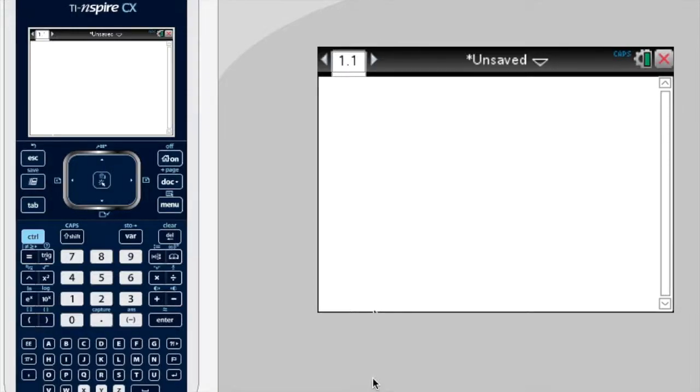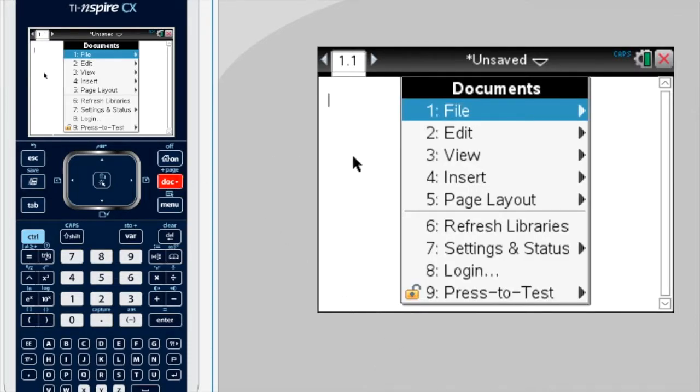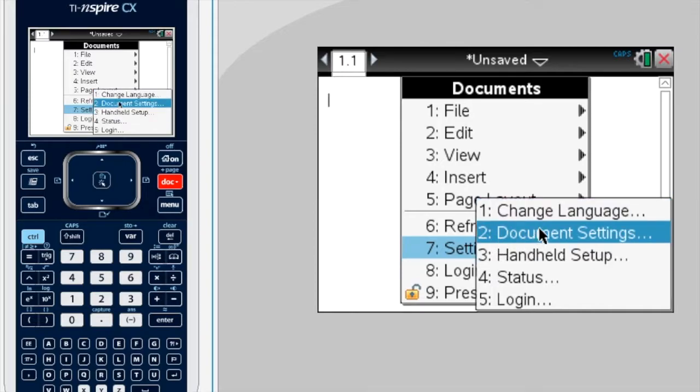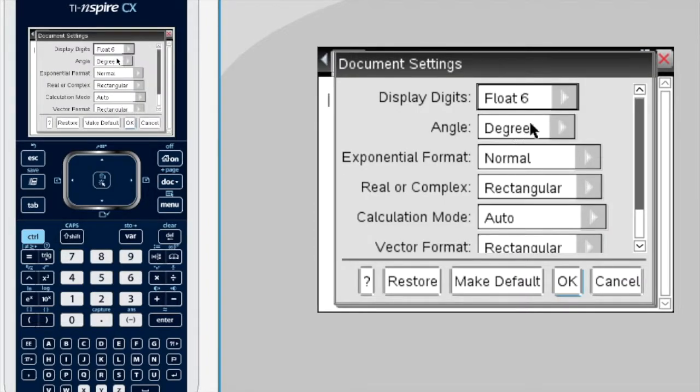This video is going to show you how to convert easily between degrees and radians. Okay, so first of all, what matters is what setting your document is in. So to check that, go to Doc, Settings and Status, Document Settings. Okay, so my document is in degrees.